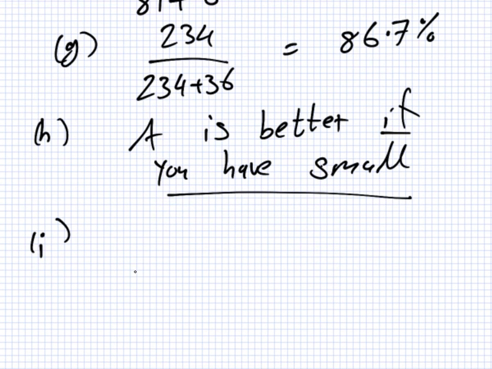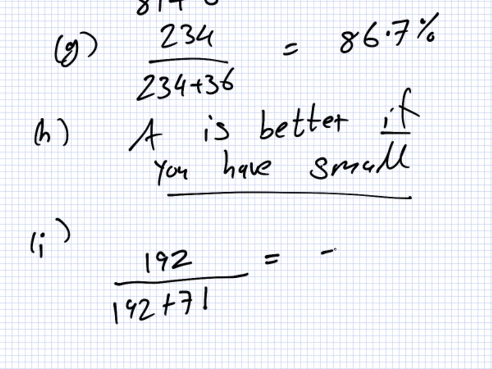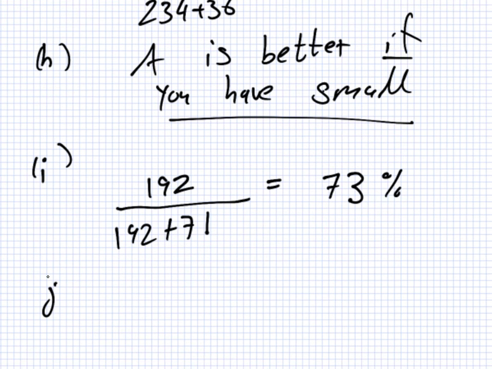What is the probability of being successful with treatment A if you have large kidney stones? Okay, 192 plus 71, and on the top here is 192. What's this, please? 73%, exactly, okay. J, what's the probability of being successfully treated with treatment B if you have large kidney stones?